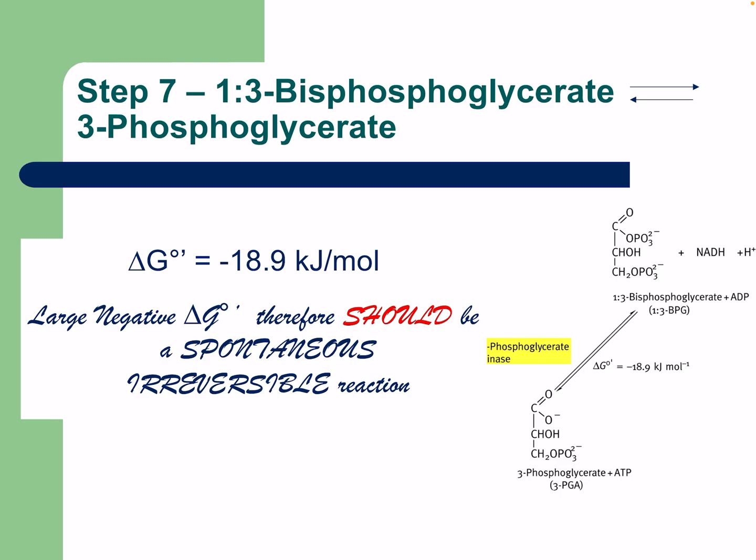So again, this is a large negative, but this is actually one of the exceptions where it is reversible. You can see the double arrows. And this uses a phosphoglycerate kinase. It should be spontaneously reversible, but it's one of the exceptions.